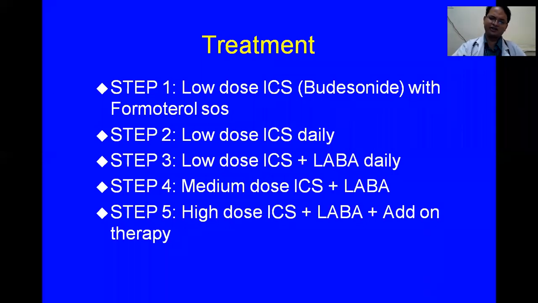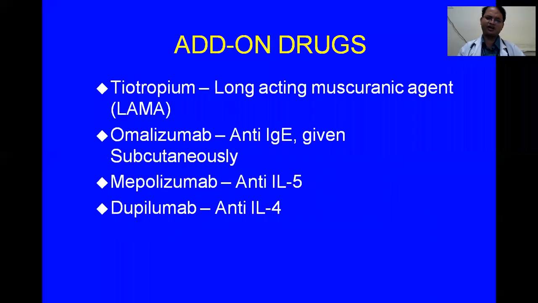be added with some add-on therapy. These add-on drugs might be tiotropium, which is the long-acting muscarinic antagonist, LAMA, or it might be omalizumab. This has to be given by injection, subcutaneously once or twice in a month.